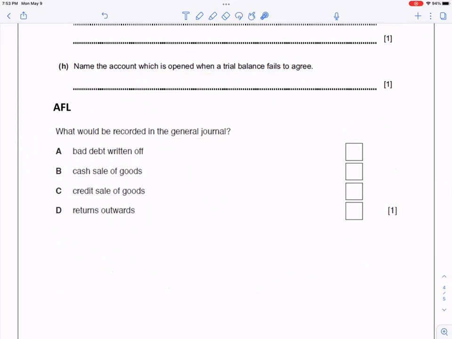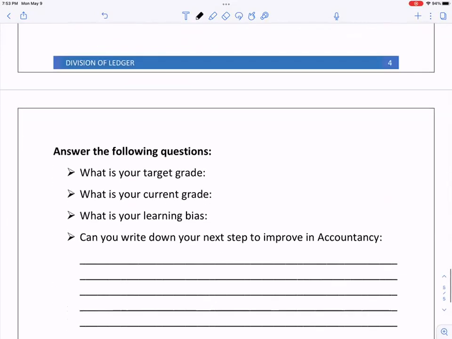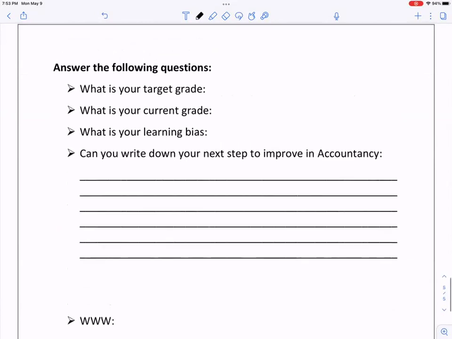What would be recorded in general journal? Bad debts written off. Return outwards would also be, no? Sales return, which journal? Sales return journal. It's bad debts only. Bad debts written off. Okay, fine.